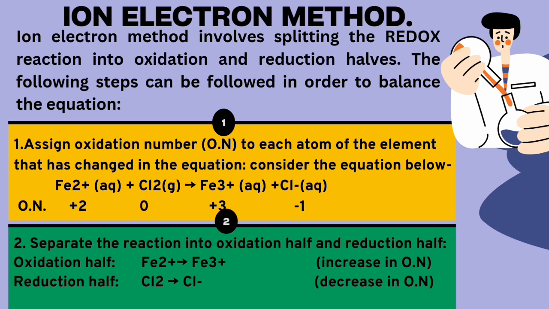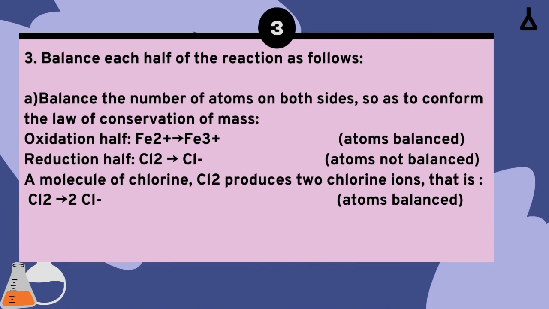We do so for each half equation. Each reactant and product side bears its like term. For the oxidation half, we have iron 2 plus to give iron 3 plus, and for the reduction half, chlorine 2 to give chlorine minus. Now to step number 3. Balance each half of the reaction as follows.